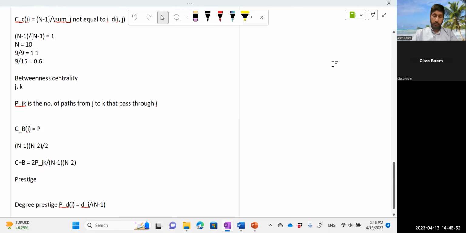So let me first define prestige. Prestige basically works for directed graphs and considers in-links for degree. So what is the idea of prestige?